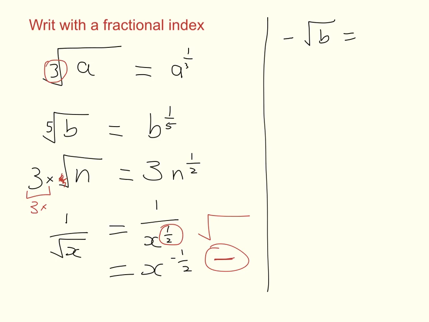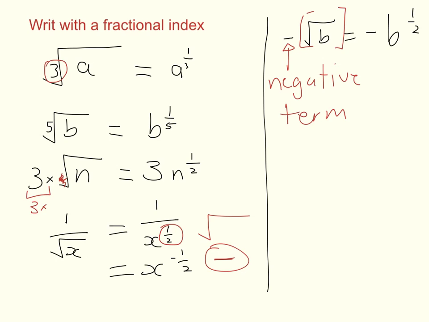One last one, for if I've got minus the square root of b. Okay, well, that's just going to be minus b to the half. This minus symbol at the front, that just means it's a negative term. Okay, that doesn't actually impact our indices, that doesn't impact how we rewrite it as a surd or as a fraction. It just means that the whole thing is negative. So we would just leave the negative symbol at the front, and we would deal with this one using our new index law. All the same rules apply.